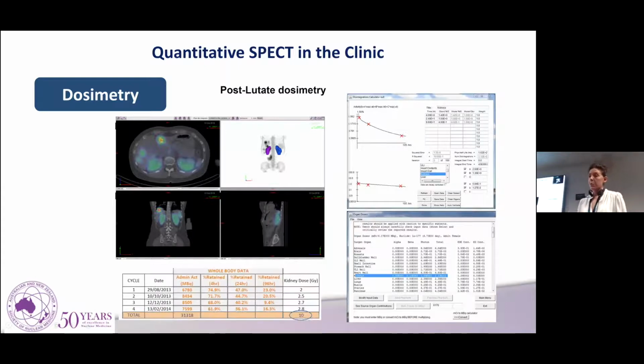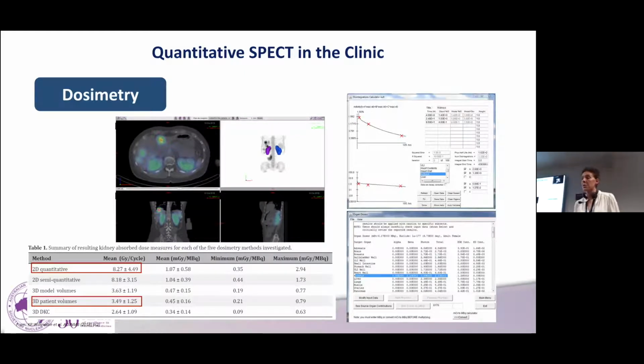And this is performed, as I said, at each cycle of treatment, and we're able to then look at the cumulative dose at the end of all 4 cycles. Something that I really wanted to highlight here is the importance of having quantitative data as opposed to what was historically required for dosimetry studies, being just 2D planar data.